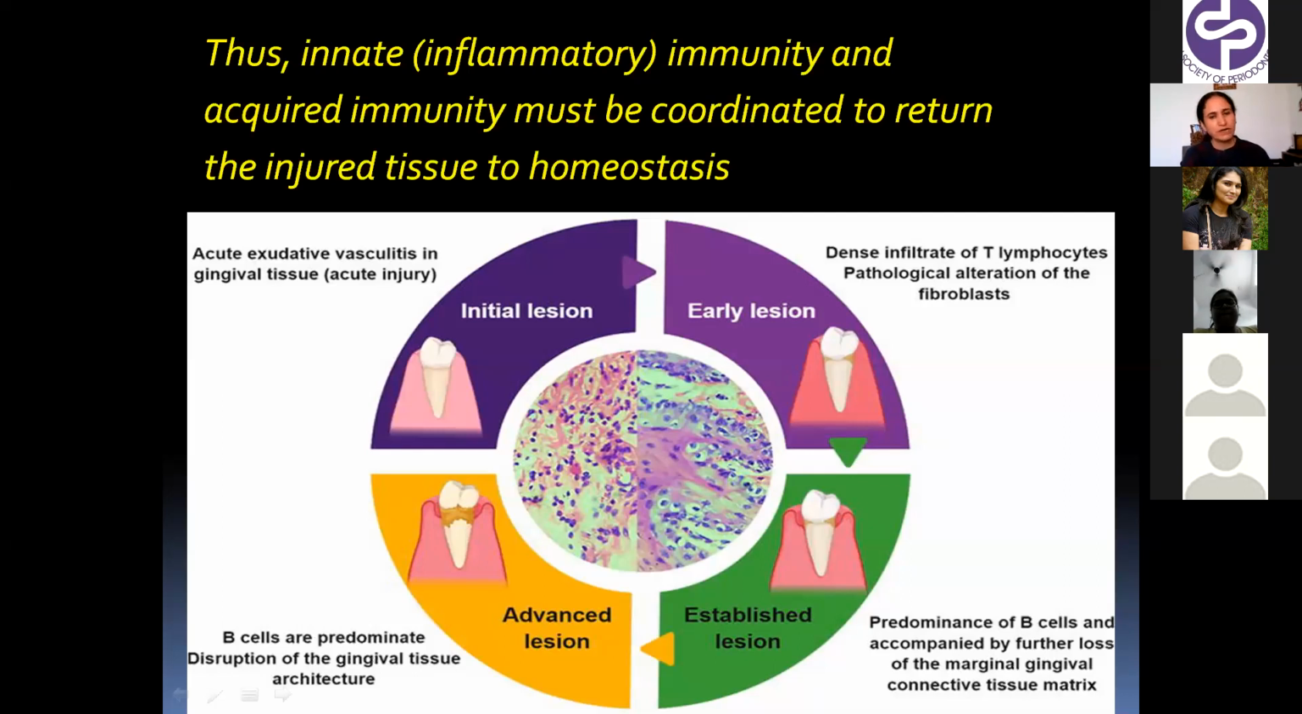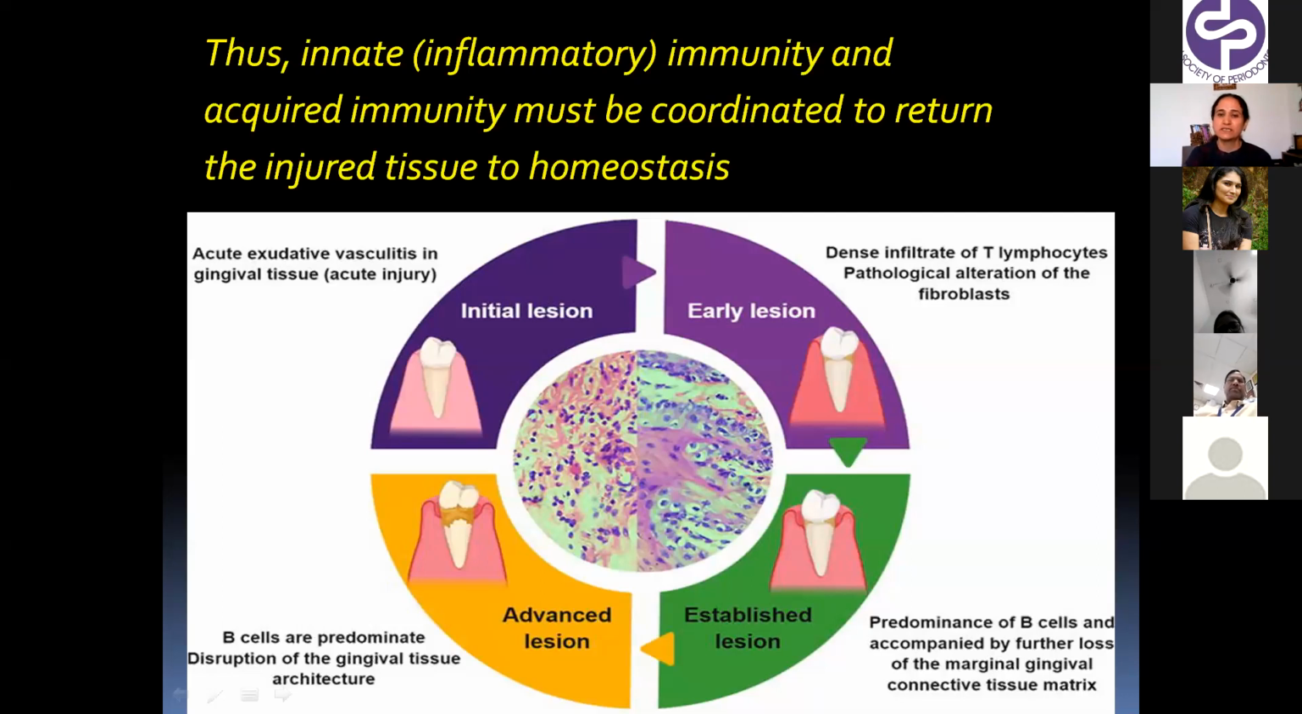That's why the patient doesn't come to you for a long time. So over a period of time, we have seen that if we relate this immunity and inflammation to what we have already studied in the 4 stages of how gingivitis progresses to periodontitis, we have the initial lesion, where it's an acute injury, where it's the first response or vasculitis, and this portion you can say is the inflammation. Then second is the early lesion, when there is a dense infiltrate of T lymphocytes and pathological alterations of fibroblasts. The fibroblasts start elaborating the collagenases or MMPs, and then the collagen degradation takes place.